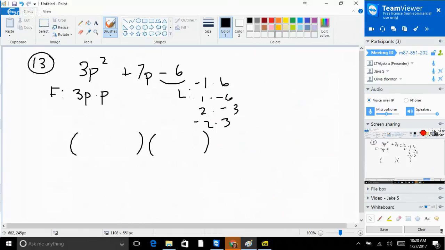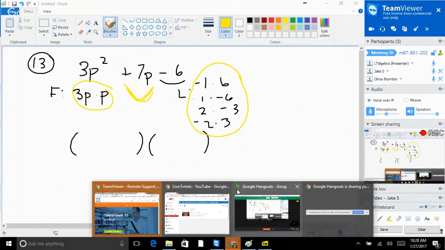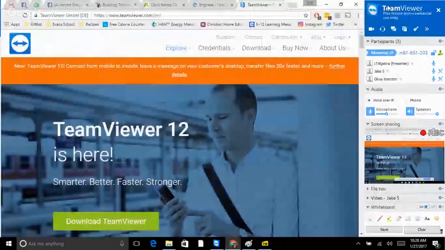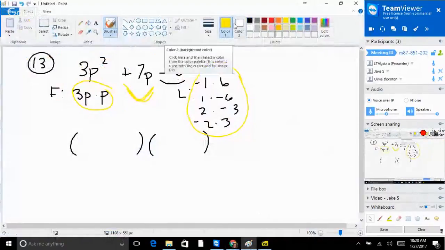Okay, so now we've got our possibilities for the first, we've got our possibilities for the last, and now we've got to figure out, okay, give me 7p for my outside and inside. Okay, sorry, let me just look at something real fast. Okay, good. I thought I wasn't broadcasting that for a second. Okay. So, sorry, back to this.